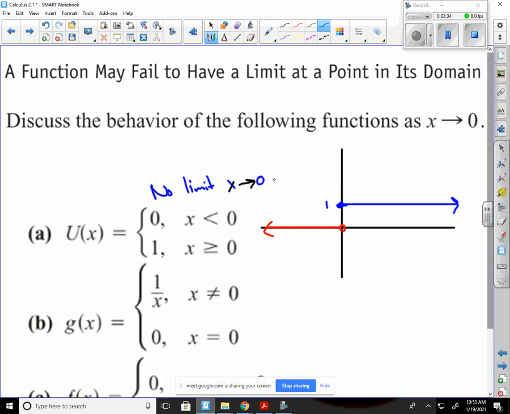Probably the better way to write this is the limit as x approaches 0 of u of x DNE, does not exist. You might as well get used to writing both this notation, the limit as x approaches 0, and DNE, because it's going to happen a lot of times in the future.